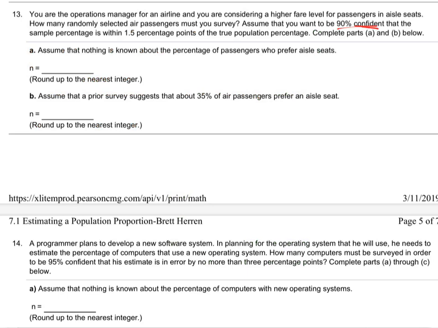All right, so 13, we're doing a 90% confidence interval. You're an operations manager for an airline and you are considering a higher fare level for passengers in aisle seats. You want to charge the aisle seat people more money. How many randomly selected air passengers? You want to see what percentage of people want aisle seats. Is that what you want when you're on an airplane, an aisle seat? I like the window. Assume that you want to be 90% confident that the sample percentage is within 1.5 percentage points.